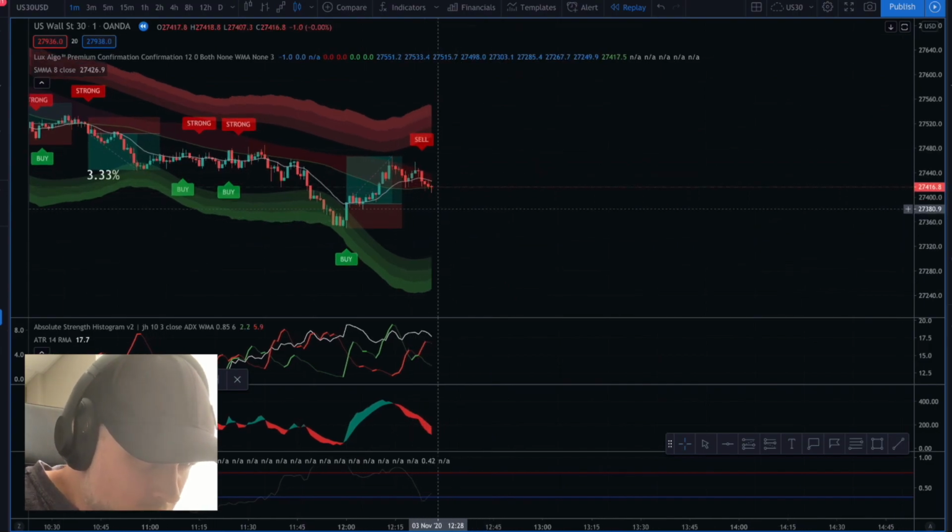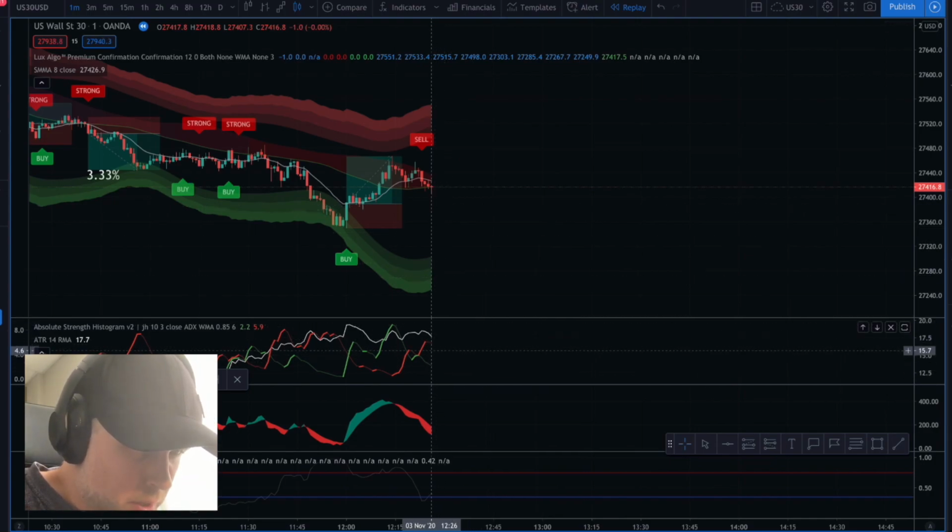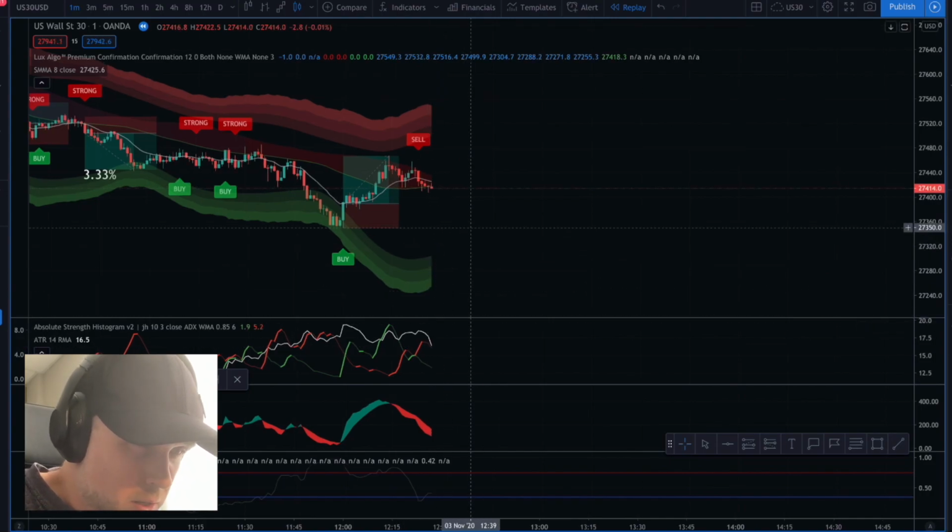Okay, we're crossing below here, I believe. 4, 6. Yep, so this is a crossing below. But we don't have strength. We don't have strength in the bulls, so we're not going to take that trade.